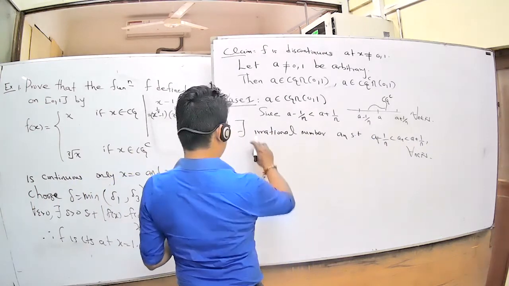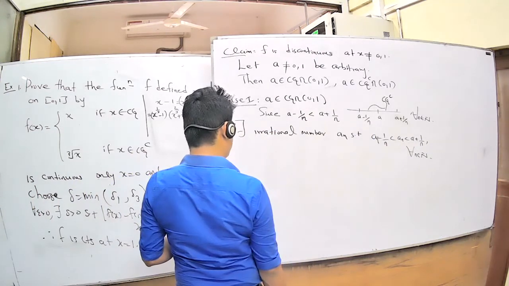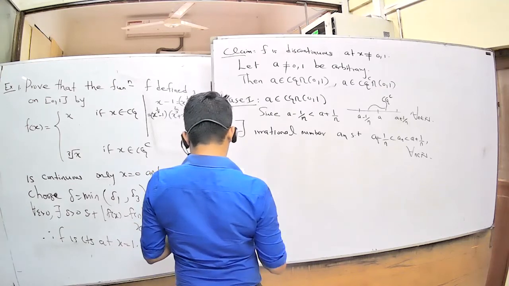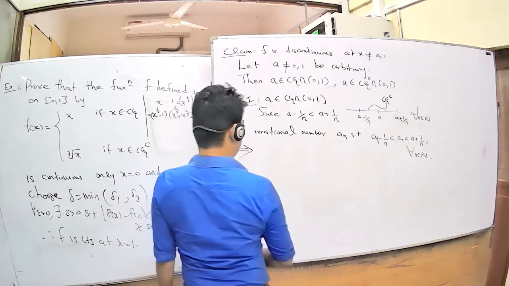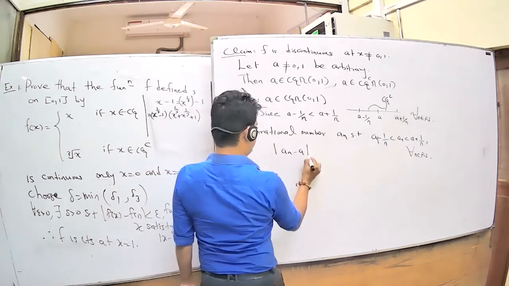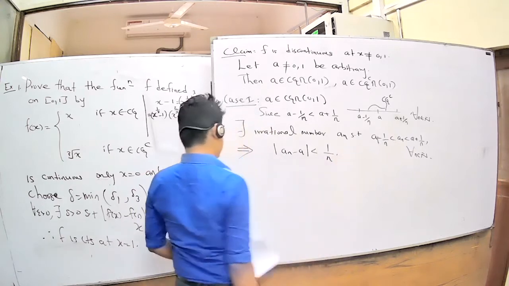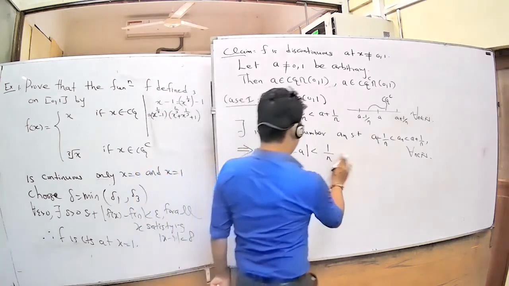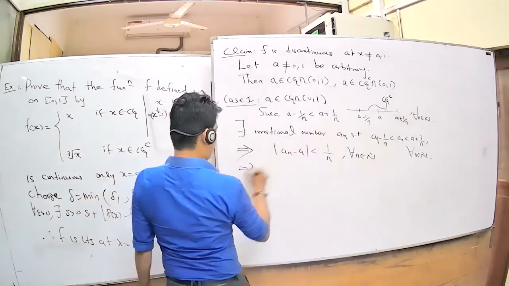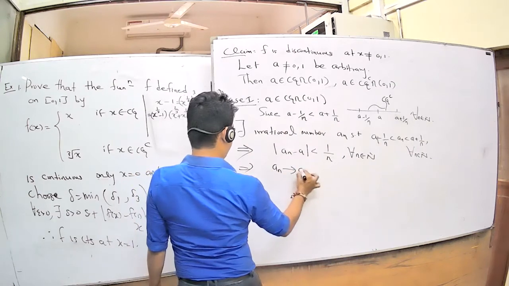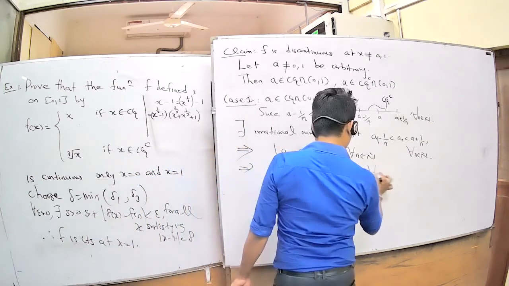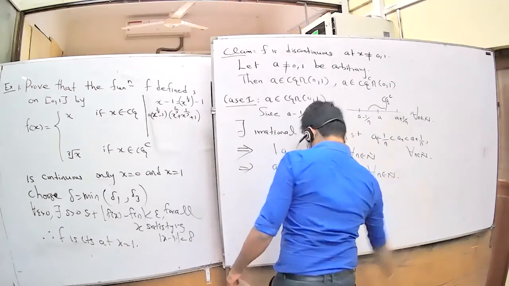It is an irrational number, right? It means a_n belongs to the complement. From this inequality, you will write |a_n - a| < 1/n for all n belonging to the natural numbers. Now, as n tends to infinity, we have a_n tends to a as n tends to infinity, n belonging to the natural numbers.